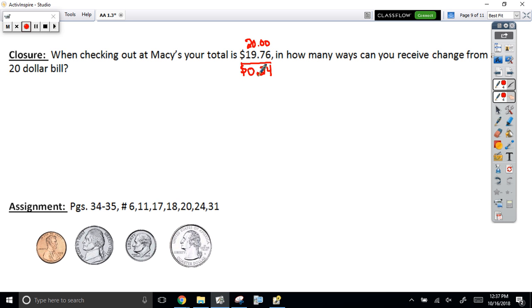Alright, so 24 cents. So we can't give a quarter, right? Otherwise that'd be great. We can give them a quarter and then ask them to give us a penny back. You could. Alright, all you do is list. And when you list, I would suggest that you do it in an organized fashion. I would start out with the largest value coin and then work your way down. So for example, you could do 2 dimes, 0 nickels, and 4 pennies.